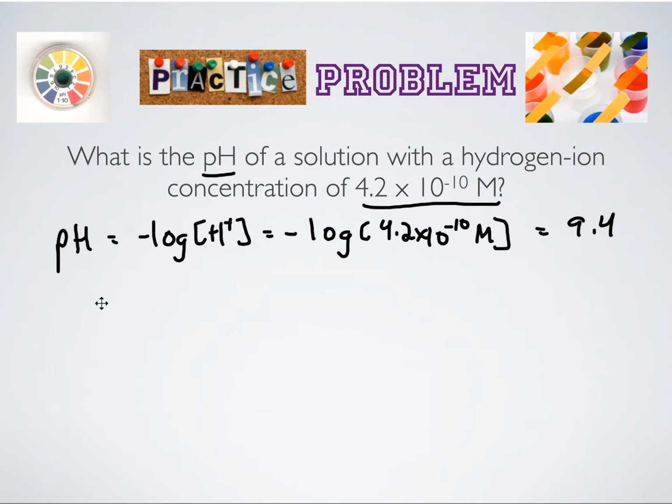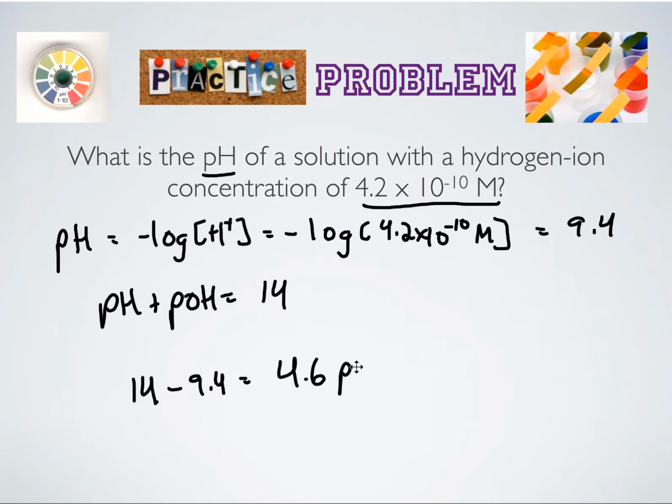Now I mentioned before that pH plus pOH is equal to 14. So let's say hypothetically here they had also asked for pOH. What I could easily do is take 14 minus the value of the pH, which was 9.4. And then I would get my pOH.